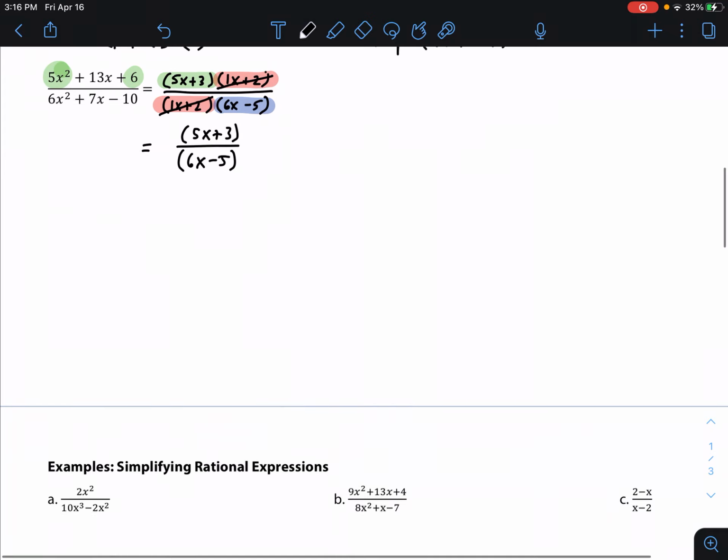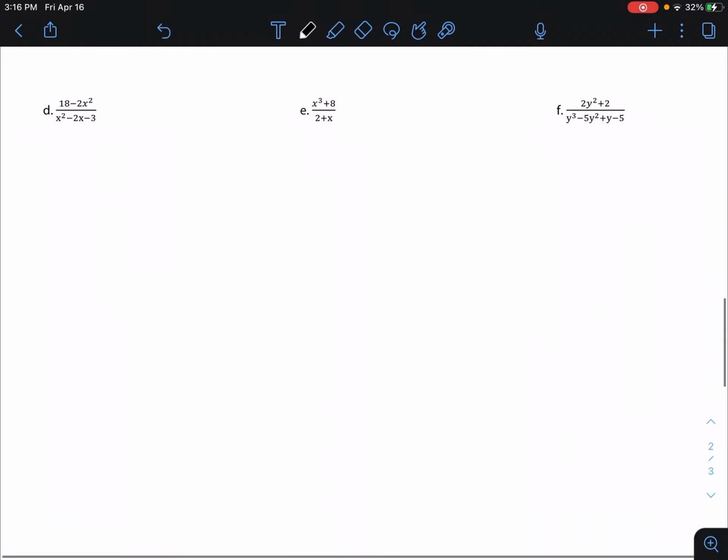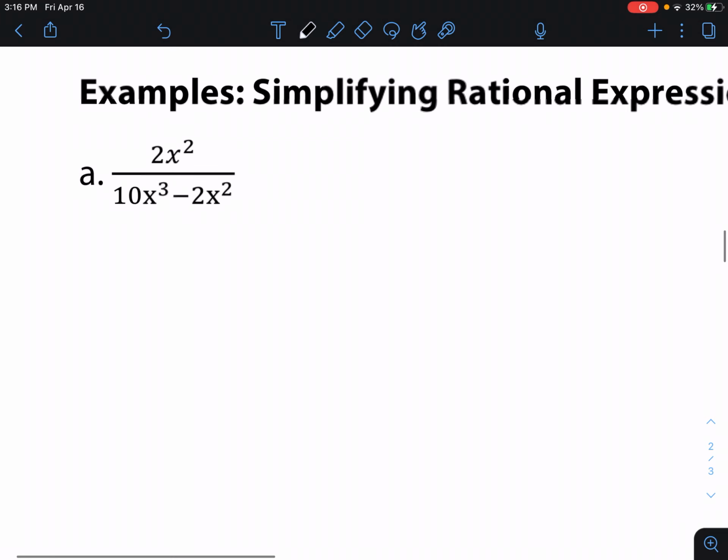So let's go look at some more examples. We got a bunch of examples to do. How many are there? There are 6 of them, right? All right, so let's go ahead and do these 6 examples. Now, some of them are going to be different. They're going to be quite a bit different. Okay, so this first one starts off quite a bit different.